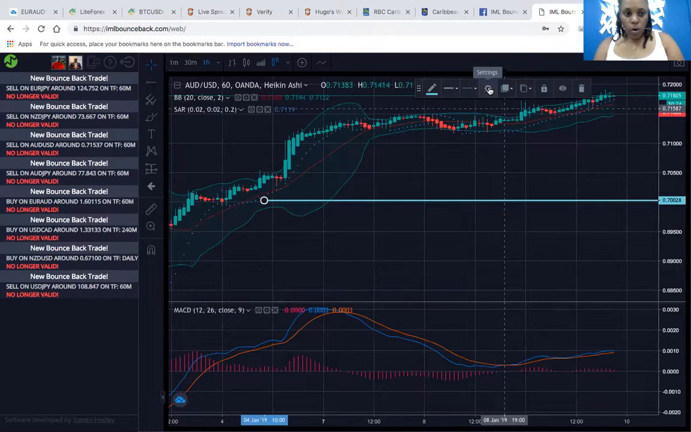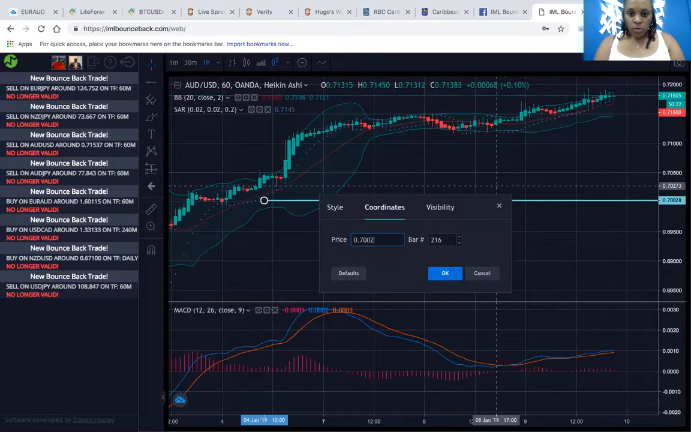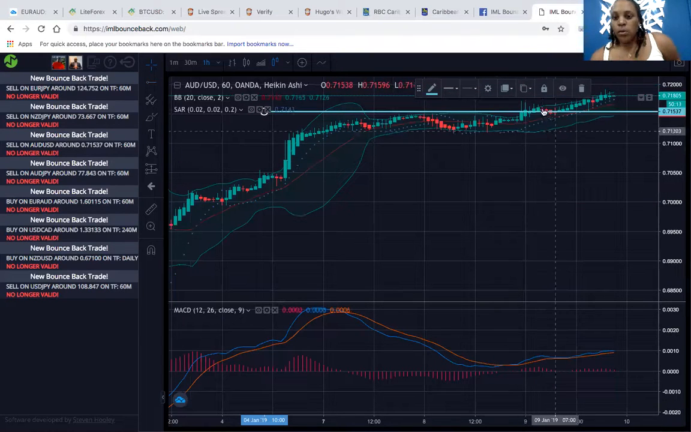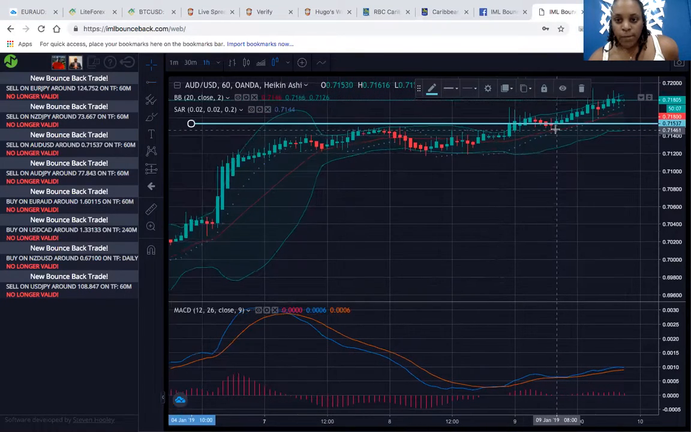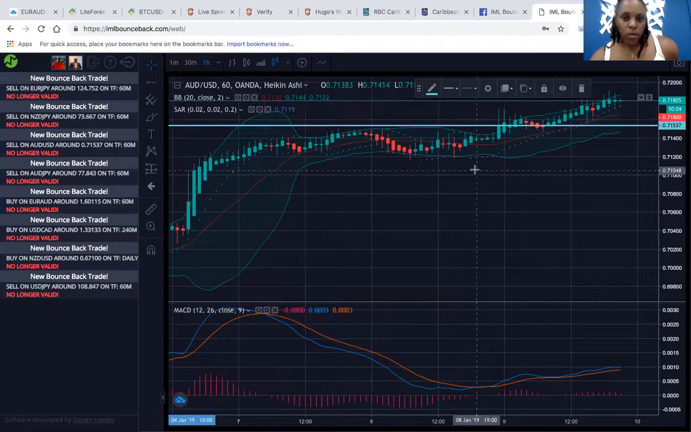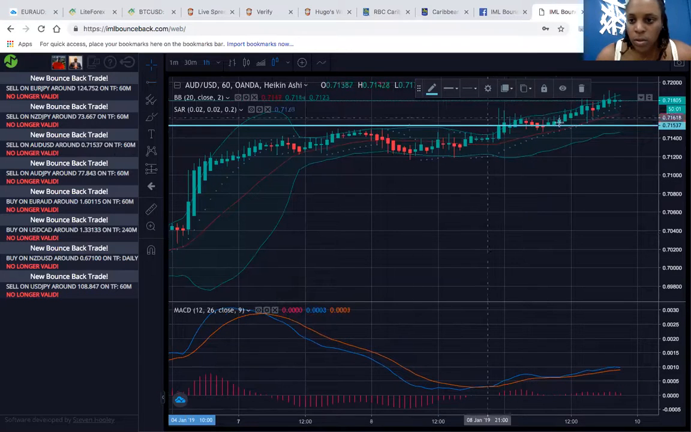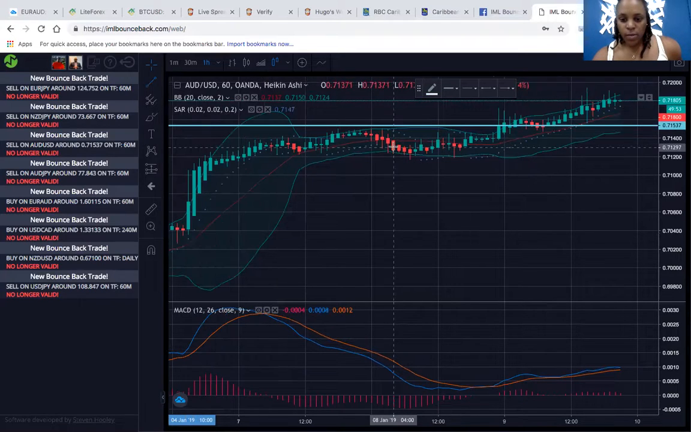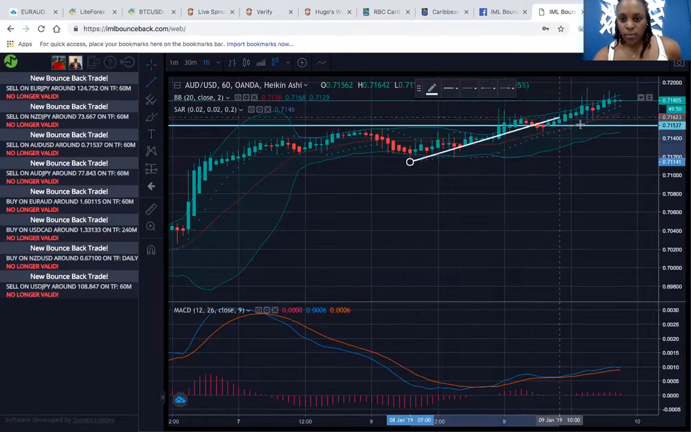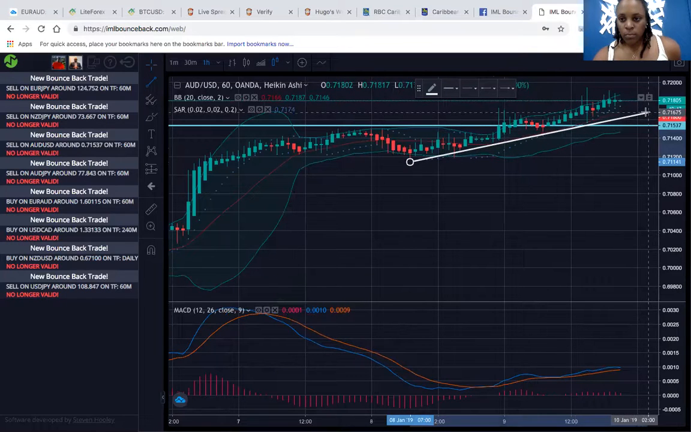So 0.71537. So you're going to change your horizontal ray, right? So we know that this is the area we wanted to sell AUD USD on the 1 hour time frame. Now this trade got called, I think somewhere around here. So let us draw our trend lines. Let's draw a trend line. So that's a trend line there for me.